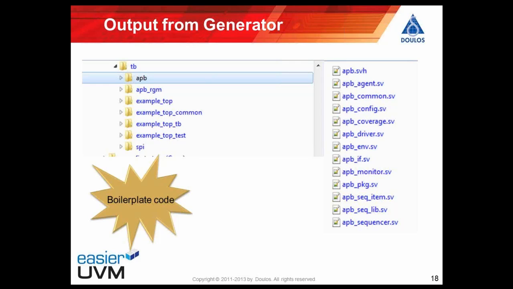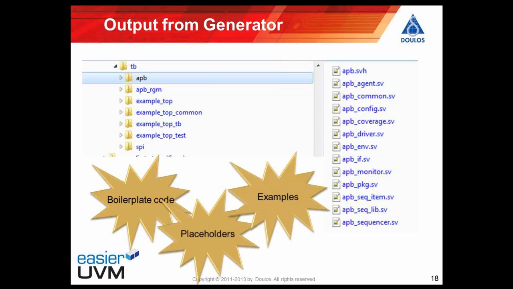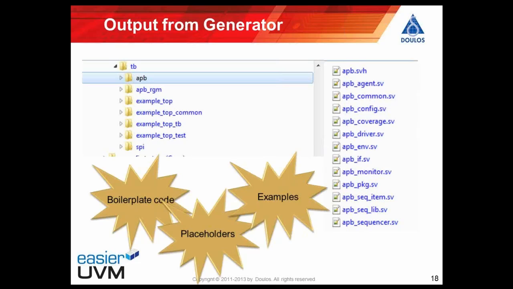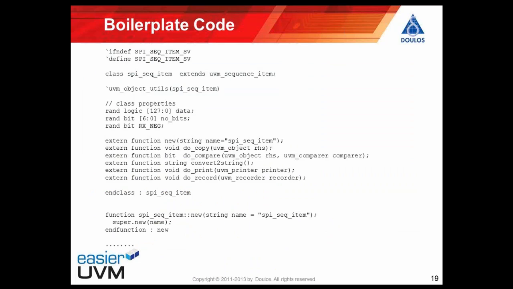So if you start a new verification IP, there's probably 50% or 60% of the code which is always the same, just the UVM structure. All this code will be generated for you. You will have placeholders to put your own code into. It also comes with examples of how to then use your verification IP. The placeholders and the examples, you will just replace with your own code.